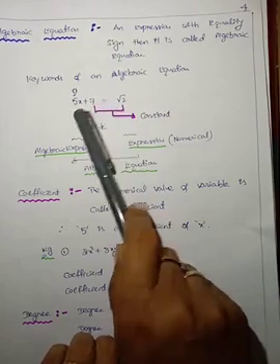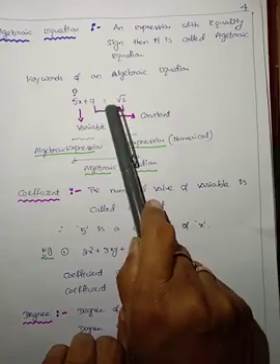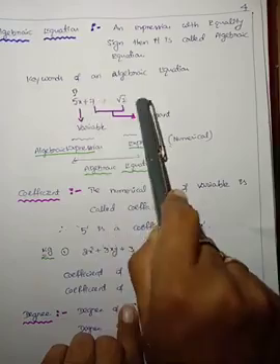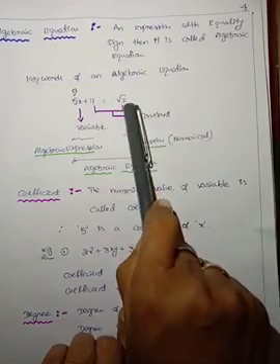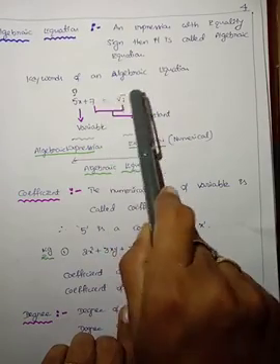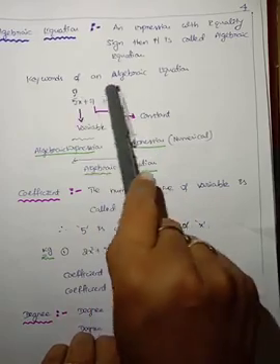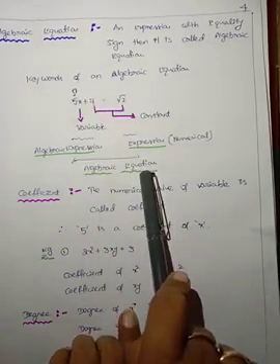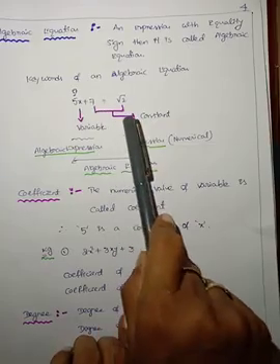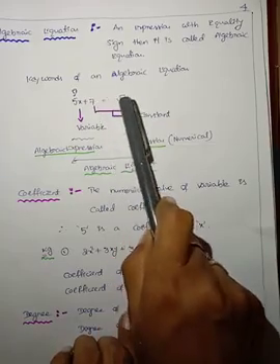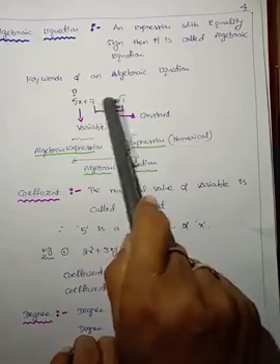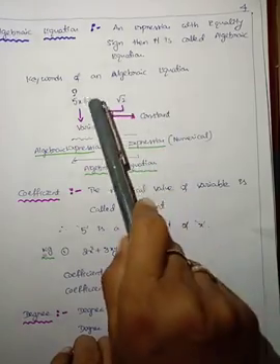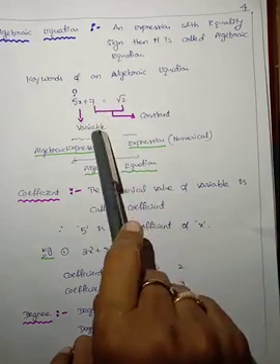Here we take one example: 5x plus 7 is equal to square root of 2. This is an expression, and this is also an expression. This expression has an equality sign, so it is called an algebraic equation. In this algebraic equation, 7 and square root of 2 are the constant terms, numbers. So these are the constants. What about x? X is a variable.